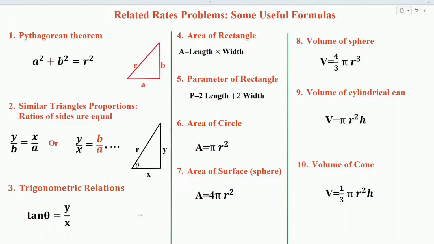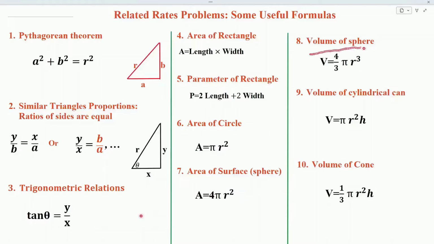Area of a rectangle is equal to length into width of the rectangle. Perimeter of a rectangle is equal to 2 into length plus 2 into width. Area of a circle is pi r square and area of a sphere is 4 pi r square.